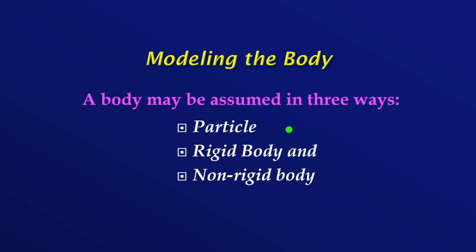If the dimension of the object is not relevant, but a mass is there, so in that case it will be considered as the particle. On the other hand, if dimension is also important or there is a significant dimension, then that body may be two types, rigid body and non-rigid body.